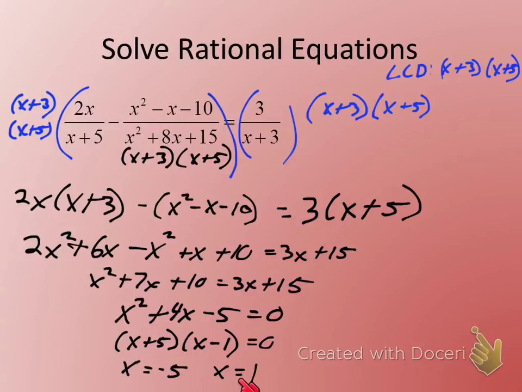Just like the rest, you need to make sure you check these, plug them in, make sure you don't get zeros in your denominators. If you take -5 and you put it right here, you can see you're going to end up with a 0 in the denominator. So we throw out -5, and 1 is our only answer.